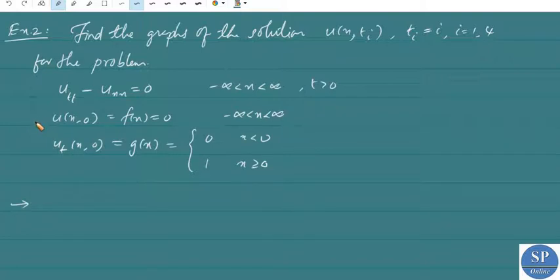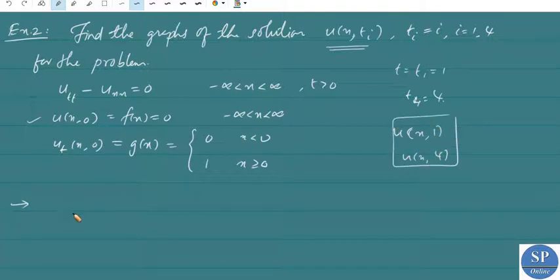So in this problem we are given that the first condition is u(x, 0) equal to 0, and u_t(x, 0) is nothing but 0 for x less than 0 and 1 for x greater than or equal to 0. So we have to plot the graphs of the solution u(x, t) for t equal to t1, t4, where t1 is 1 and t4 is equal to 4. We plot the solution at the points t equal to 1 and 4, that is u(x, 1) and u(x, 4).